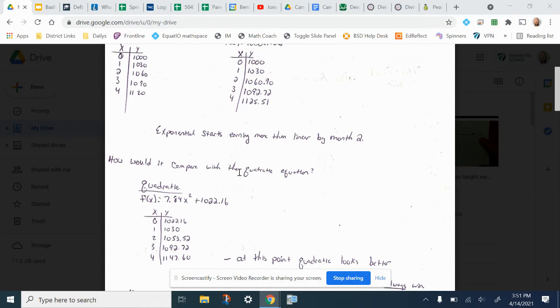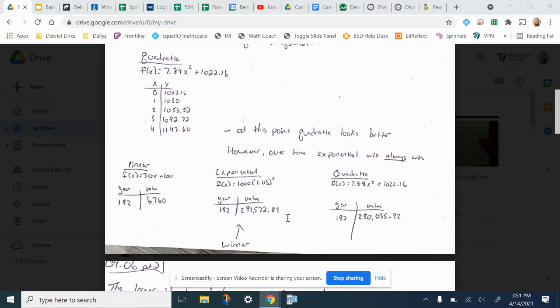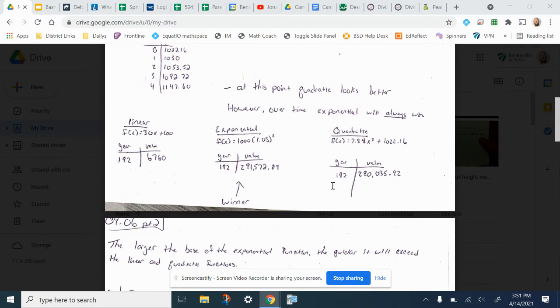Then we pull in a quadratic equation. Okay, we're going to do similar comparisons. Notice that at x equals 4, the quadratic equation is slightly more than the exponential equation or function, okay? Now, this changes, though, as we get further and further and further to the right, or greater x values. So at this point, quadratic looks better. However, okay, this is huge. Over time, exponential will always win, meaning it will grow at a faster rate than both linear and quadratic functions.